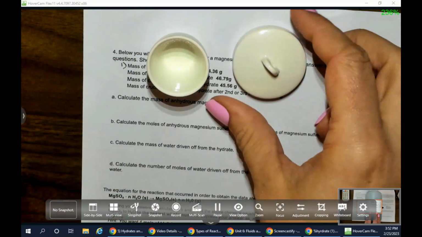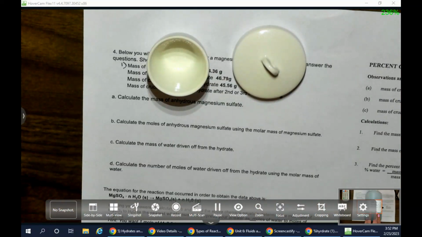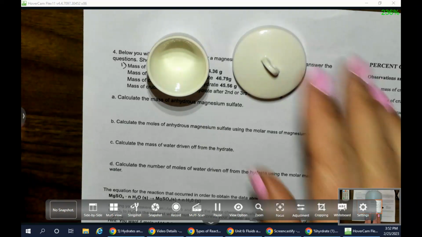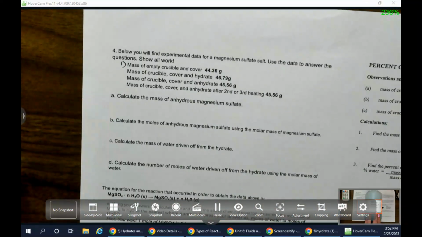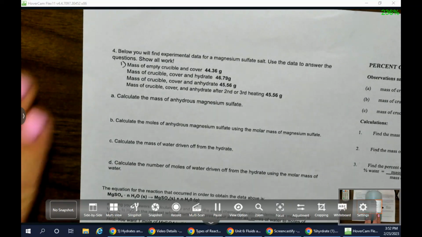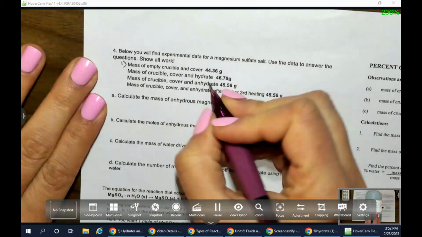Just so you know, an evaporating dish is the way I usually run this lab, and it's just a wider dish that does not have a cover. So we're going to simplify that. This has a different kind of material, so those will break a little bit easier, I think. All right, so empty crucible and cover.